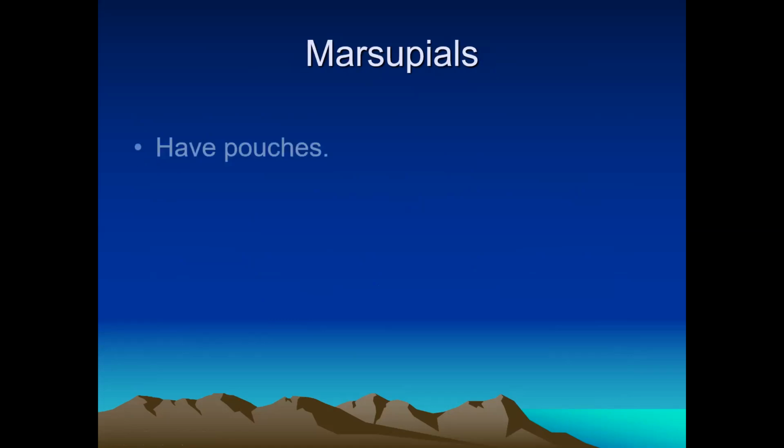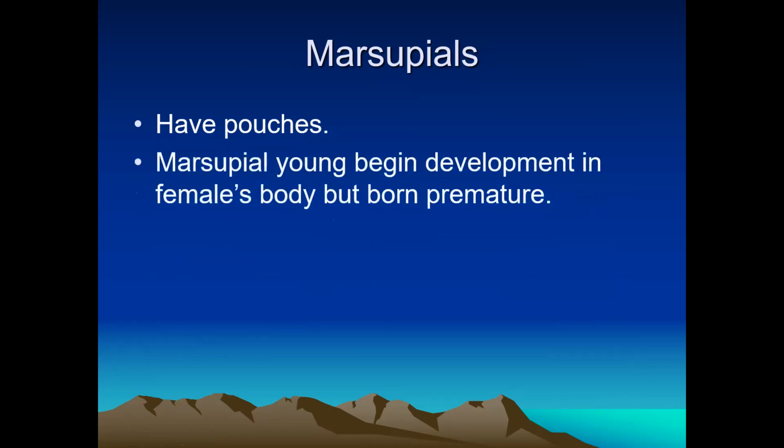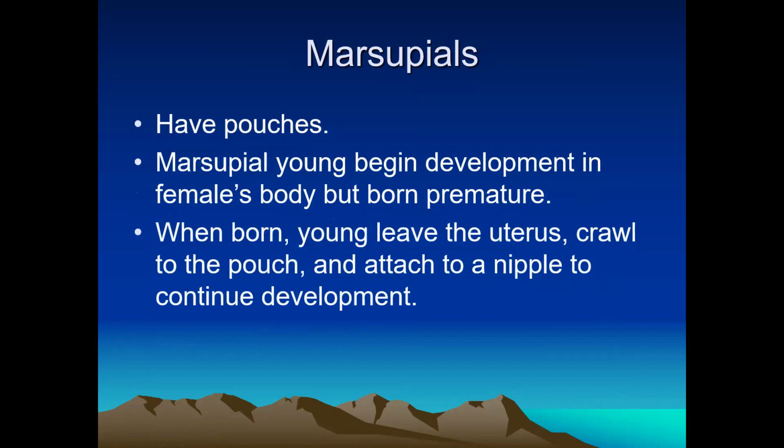Okay. Marsupials. Marsupials give birth to premature young that are going to then crawl into the pouch and attach to a nipple to obtain their milk, and they continue to develop there.